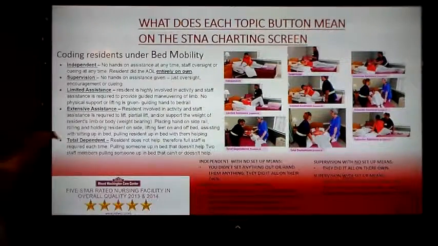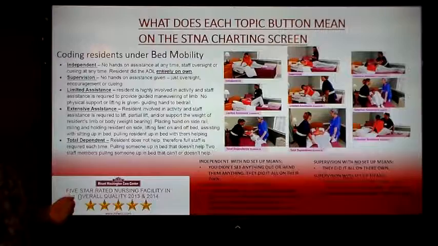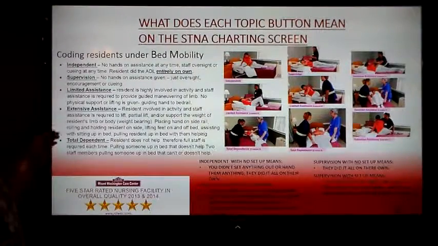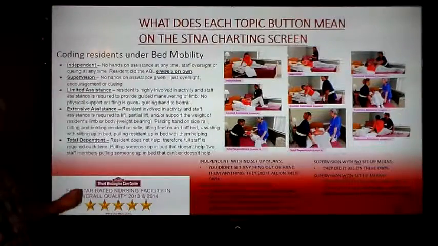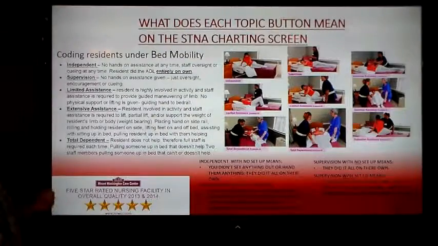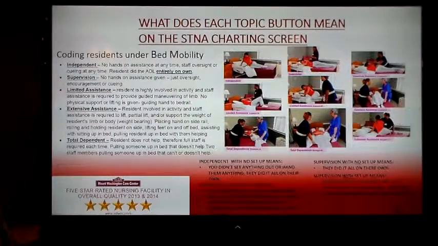Extensive assistance. The resident is involved in the activity and staff assistance is required to lift, partially lift, and/or support the weight of the resident's limb or body, meaning weight-bearing support. You place their hand on the side rail, roll or hold the resident on their side, lift their feet on or off the bed, assist with sitting up in bed, or pull the resident up in bed with them helping.